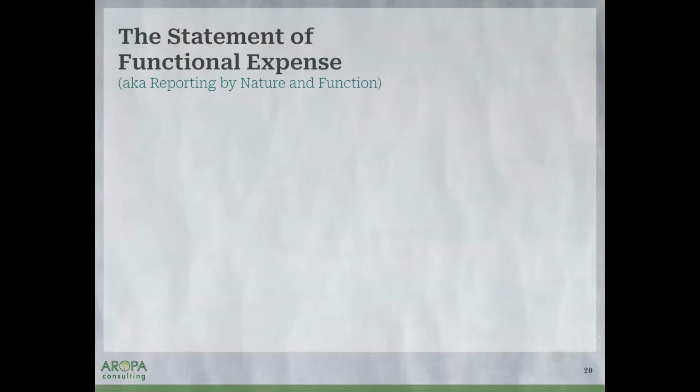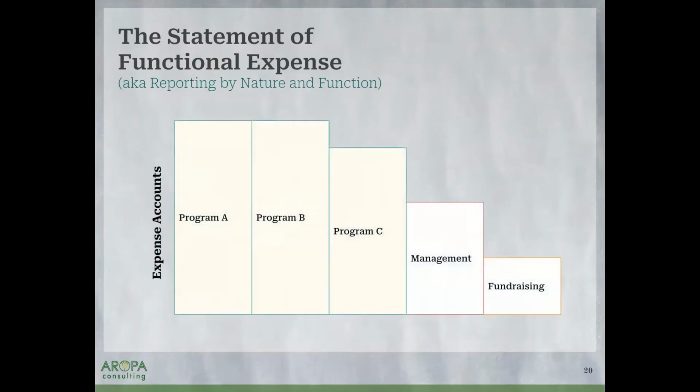Now, the statement of functional expenses, after all of that complication, I think is a little easier to understand, because it's just, as I mentioned, all of your expenses based on what programs and management and fundraising you have experienced or used in the past year. This is just a yearly or monthly report that looks at, okay, we spent this amount of money on programs A, B, and C. We spent this amount on management and this amount on fundraising.